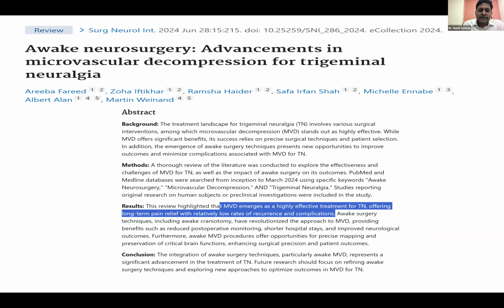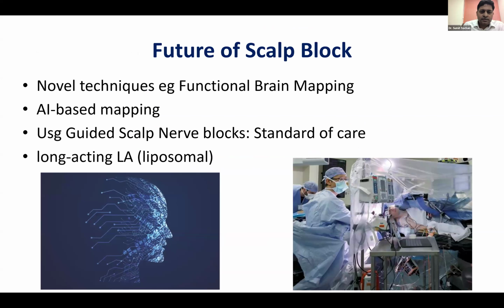It has even been studied in cases of microvascular decompression for trigeminal neuralgia, and this is one of the review articles where Ariba Farid has described how awake neurosurgeries can be performed in cases of microvascular decompression, and it has some promising results. Not only intraoperatively, but they have definitely got better results in the postoperative period as well.